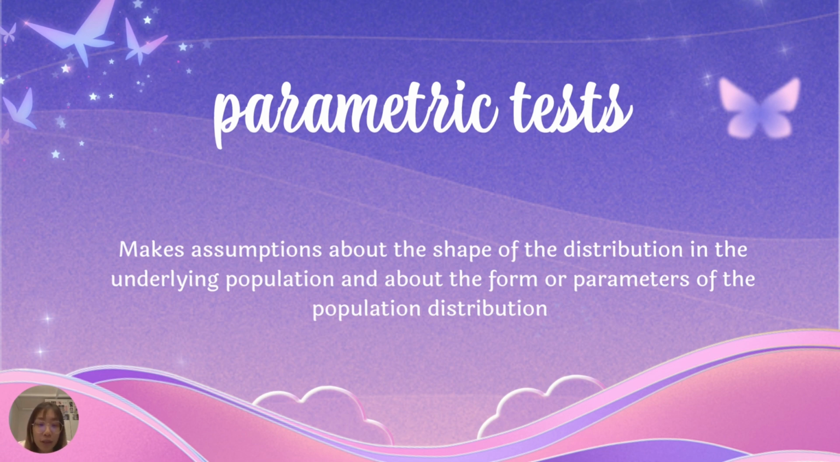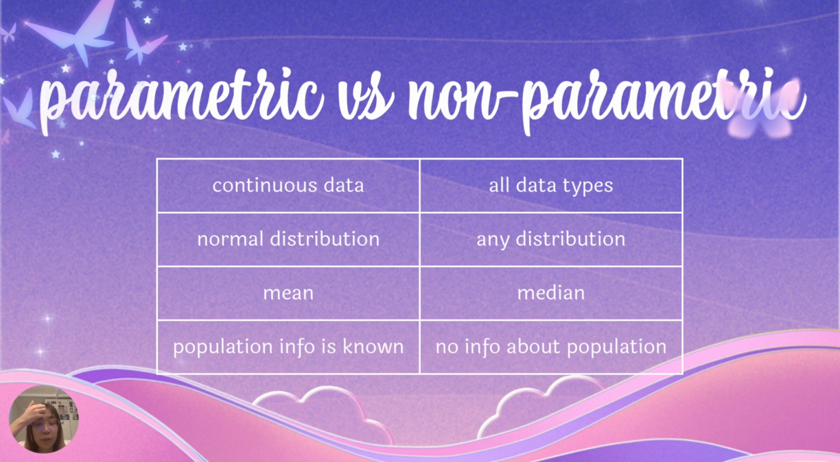The final thing is parametric tests. So it makes assumptions about the shape of the distribution in the underlying population and about the form or parameters of the population distribution. And the difference between parametric versus non-parametric tests is parametric tests require continuous data, a normal distribution, and its main central theorem is the mean, and all of its population information is known. Whereas for non-parametric tests, it doesn't have to be continuous data. All data types are fine, can be any distribution. The central theorem is the median, and there's no information known about the population.